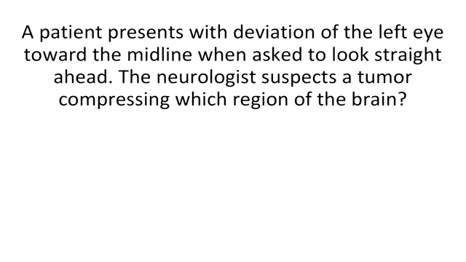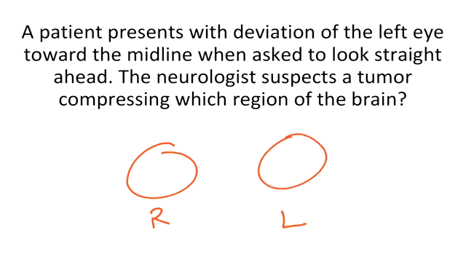A patient presents with deviation of the left eye toward the midline when asked to look straight ahead. The neurologist suspects a tumor compressing which region of the brain? So the right eye is not mentioned, so we can assume it's unaffected. But the left eye deviates medially, like this. Again, right eye is unaffected.